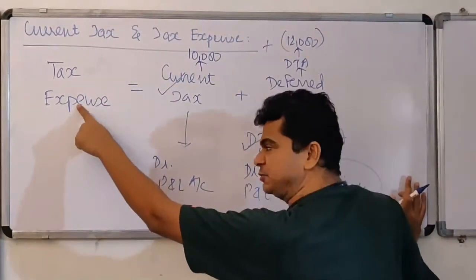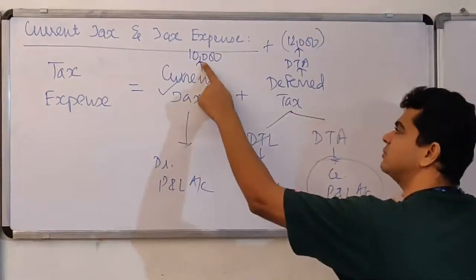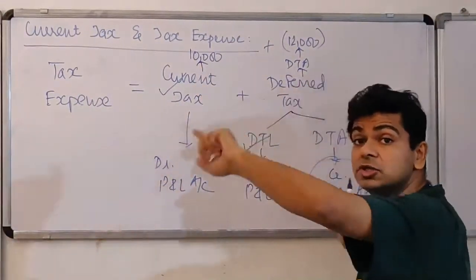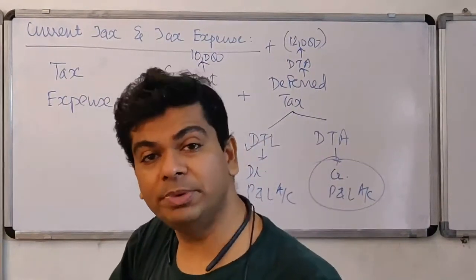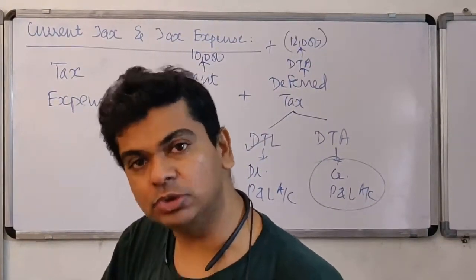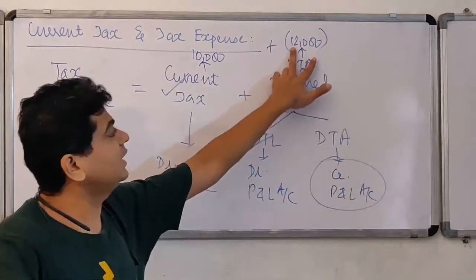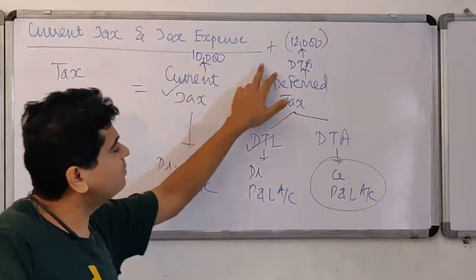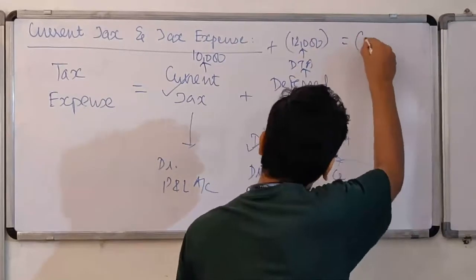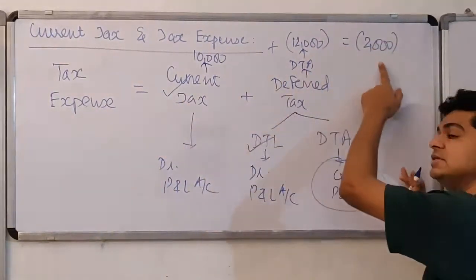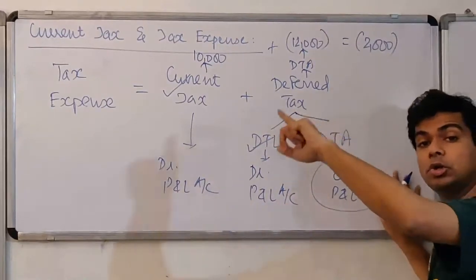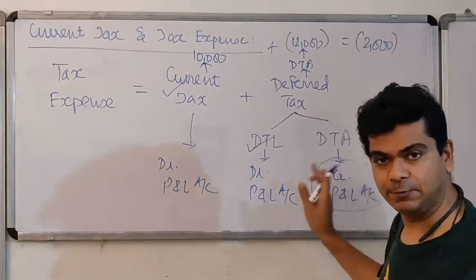So when you take a total, 10,000 plus, because this 12,000 will get credited, I am writing it as negative. See, my word is expense. Debited to the P&L, so expense is 10,000. But 12,000 will get credited to P&L. Expenses don't get credited to P&L. Expenses get debited to the P&L. That is the reason I am writing it as negative. So 10,000 plus negative 12,000 turns out to be negative 2,000. So the total of tax expense is not positive. The total of tax expense is negative.